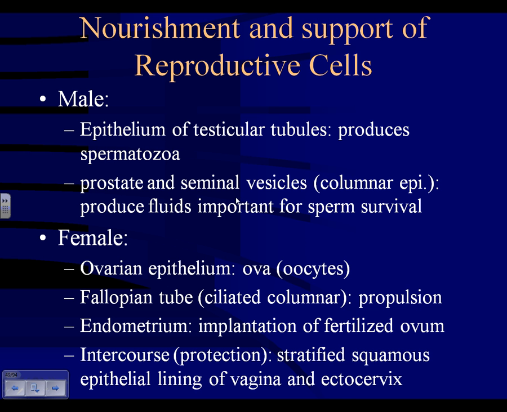All right, so the nourishment and support of reproductive cells is generally epithelial in nature. In the male, we have the epithelium of the testicular tubules that produces spermatozoa, or sperm or spermatids, same thing. The prostate and seminal vesicles produce fluid, the semen, that's important for sperm survival. Sperm can't really survive on their own. They need the nourishment of seminal fluid in which to live. In the female, the ova or oocytes, or the egg, is produced by the ovarian epithelium. The fallopian tube, which is ciliated, propels the egg.